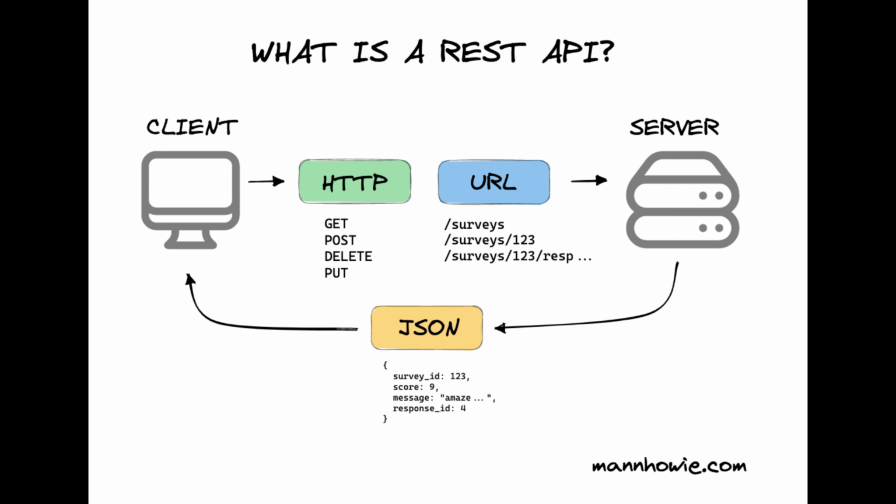First things first, what exactly is an API? API stands for Application Programming Interface. It's a set of protocols, routines, and tools that allows different software applications to communicate with each other. In essence, an API defines the methods and data formats that applications can use to request and exchange information.